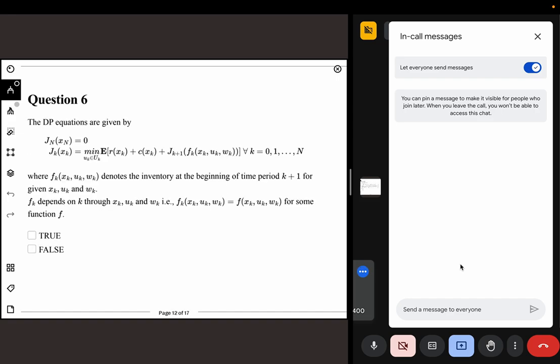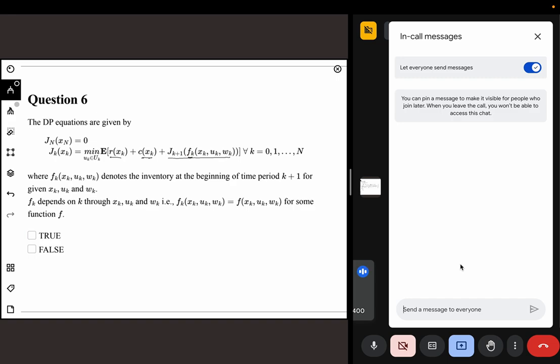Nothing more than that. Okay, now I've taken a set of DP equations. I'm telling you that the residual cost is 0, which means that at any other step I do not have a residual cost. All I have to do is minimize the total expected cost. This is my holding, this is my purchasing cost at that particular step, and once I use this step, I'll go to the next step and I have to minimize the cost at the next step as well. So instead of the entire summation, I've just put Jk plus 1 of this particular term. Now what we are saying is, this denotes inventory at the beginning of time period k plus 1 for given values of this. Fk depends on k through xk, uk, wk.